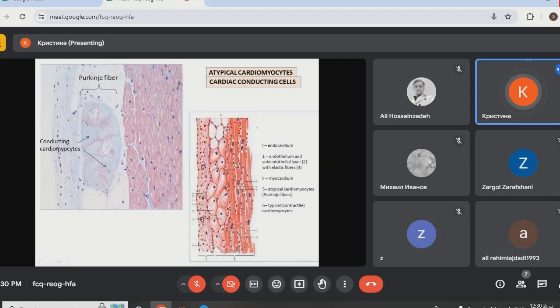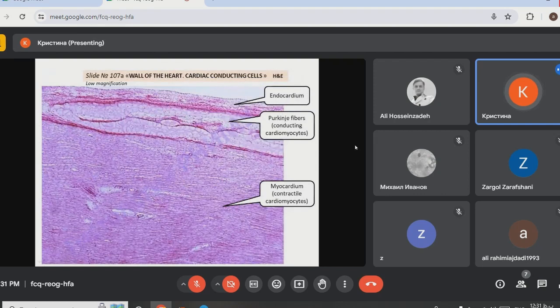You can compare their size and shape, if you compare the working cardiomyocyte with the atypical one, and also the location of the myofibrils. They go along the working cardiomyocyte and fill all its inner space, but they are very rare and loosely packed, and mostly at the periphery in the conducting cardiomyocytes. This is how it looks in our histological preparation.